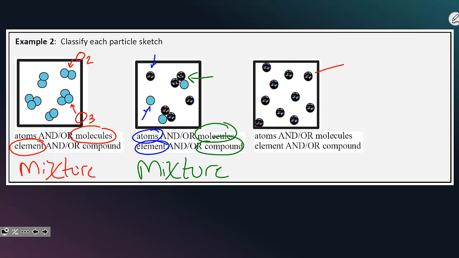Lastly, we see the atoms by themselves and they form elements. And since there's nothing else present, this is a pure substance of elemental atoms.